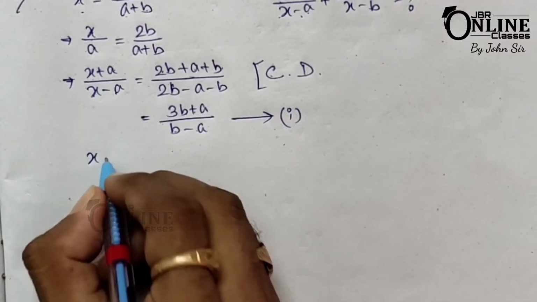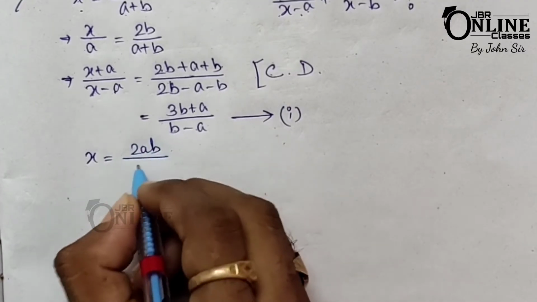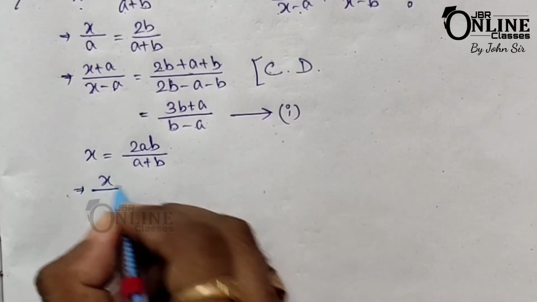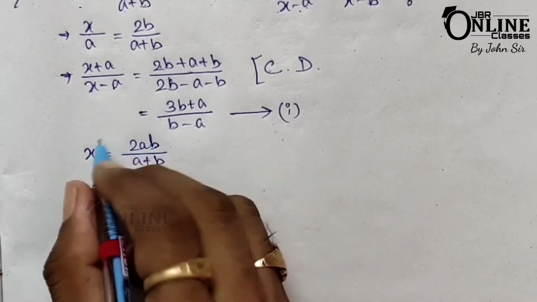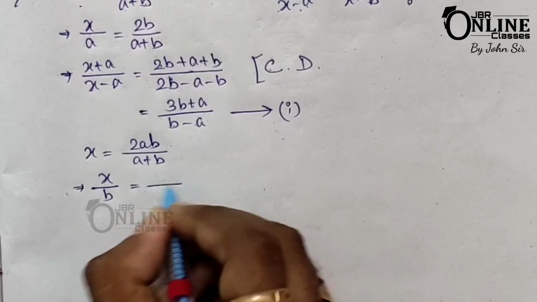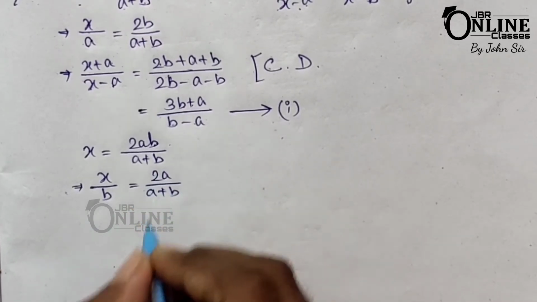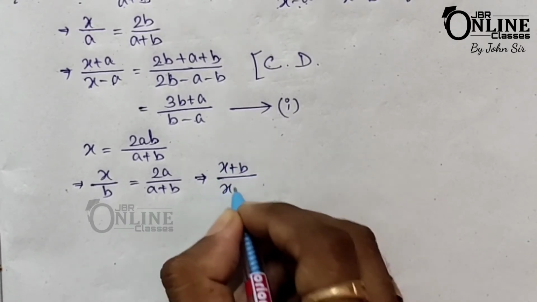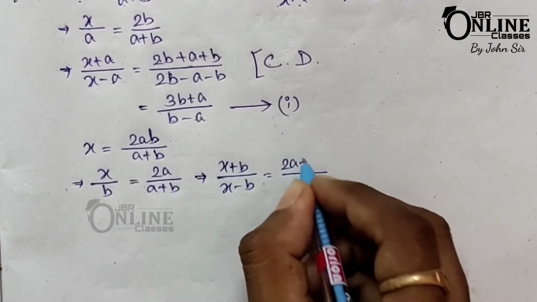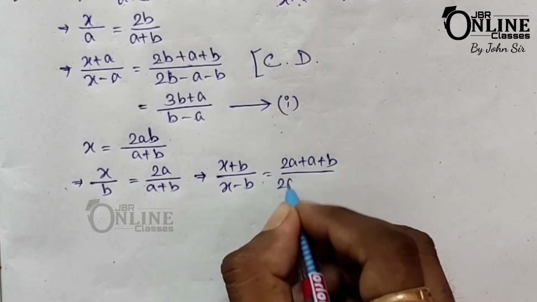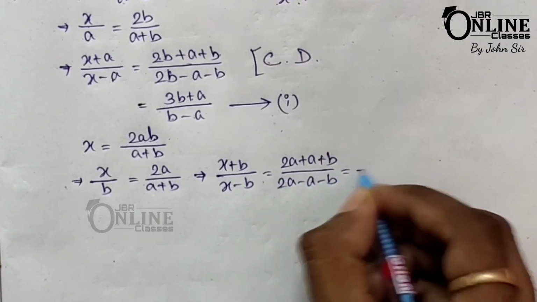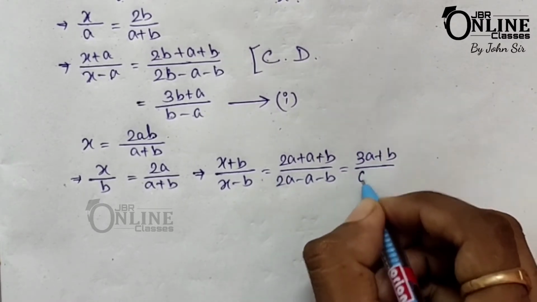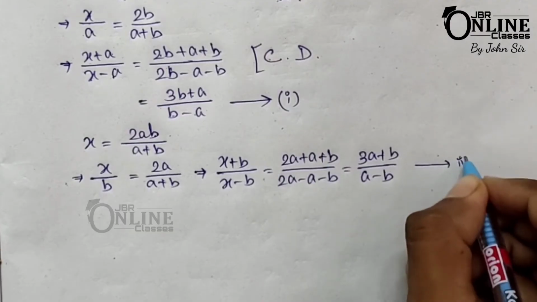Now again write down the same thing, x equal to 2ab by a plus b. In the next step, transfer this b from right to left, so it will be x by b, and right hand side 2a by a plus b. Now again you can apply the componendo dividendo, so it will be x plus b, x minus b, and here 2a plus b and 2a minus b. So it will be 3a plus b, and here a minus b. So now put it number 2.